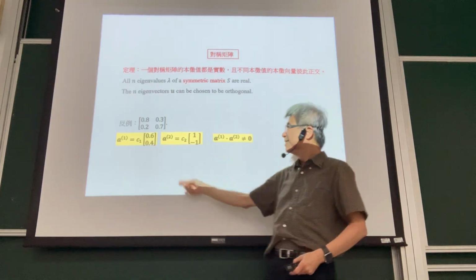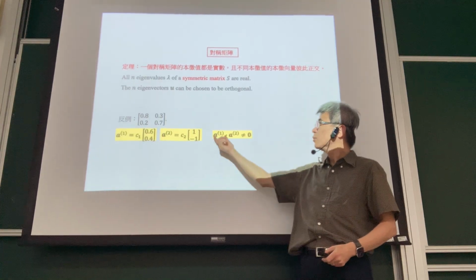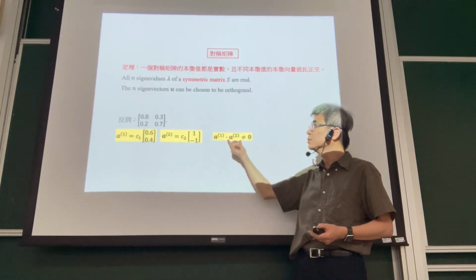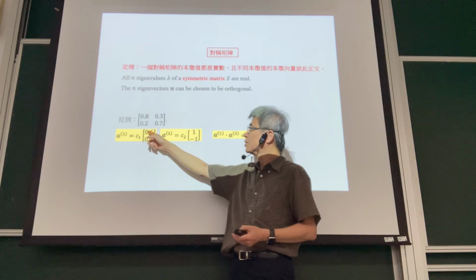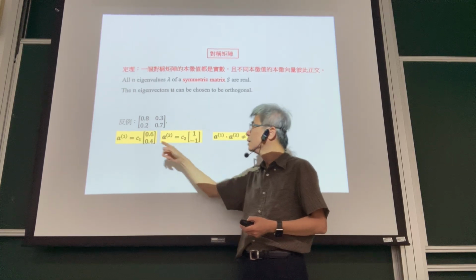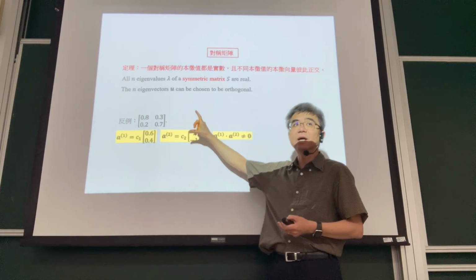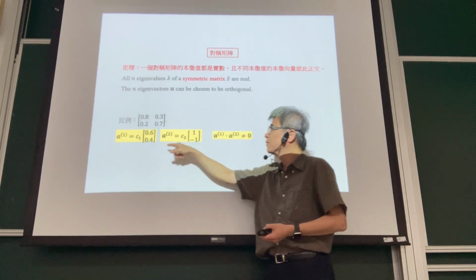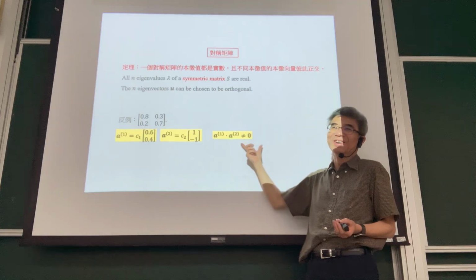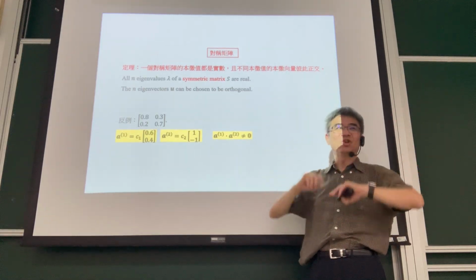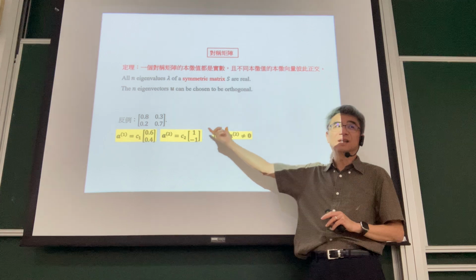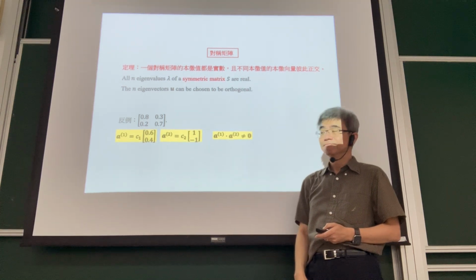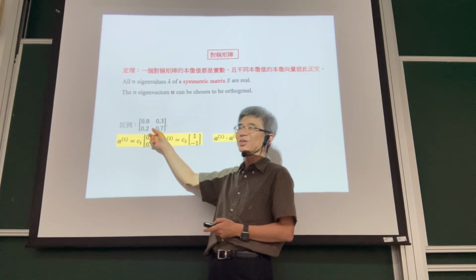By perpendicular, I mean when you take the inner product of A1 and A2, you multiply 0.6 by 1, 0.4 by minus 1, and add them up. So 0.6 times 1 plus 0.4 times minus 1, of course, is not 0. So in geometry, we'd say that they are not perpendicular, or they are not orthogonal. But this is not a symmetric matrix.